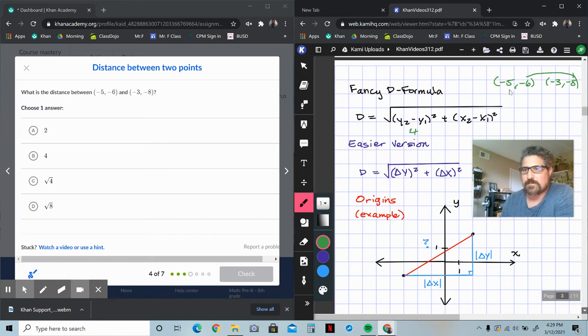And then how far is it from -5 to -3? Plus 2. What's 2 squared? 4. So this is just 4 plus 4, which is 8. So it's going to be the square root of 8. And that's your answer.